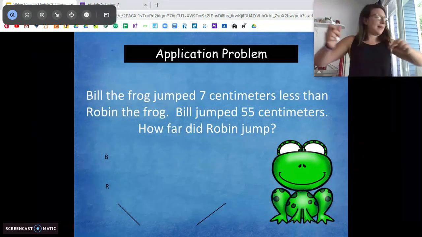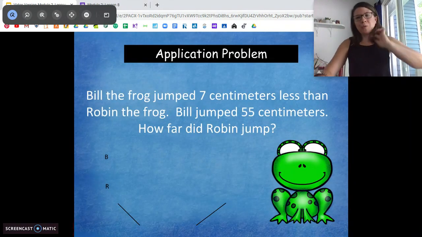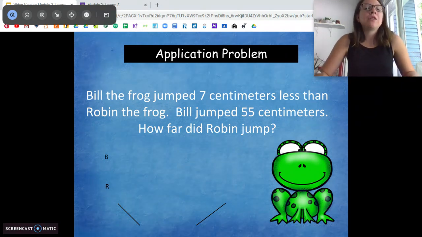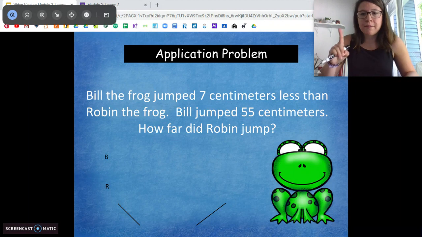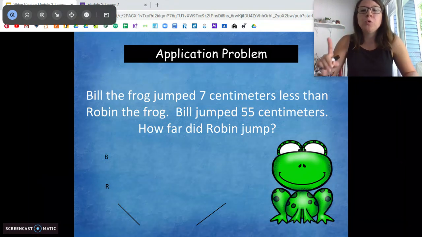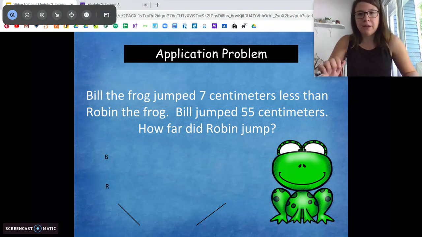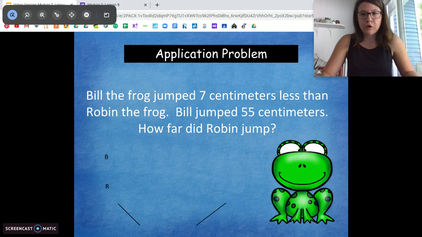Awesome job. All right, let's get started with our word problem for today. Here we go. This says, Bill the frog jumped 7 centimeters less than Robin the frog. Bill jumped 55 centimeters. How far did Robin jump? I want you to turn and talk to somebody at your house and tell me who jumped farther, Robin or Bill, and how do you know? Pause the video, talk to somebody at home. Who jumped farther?